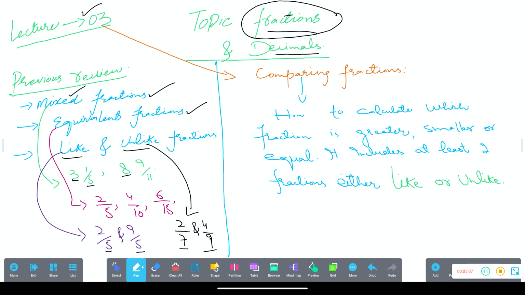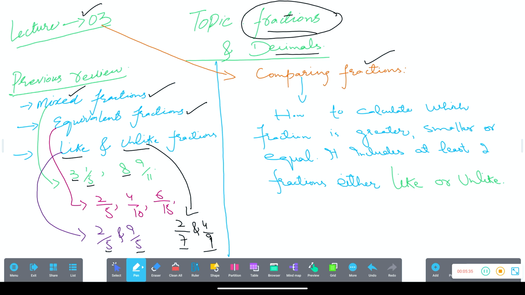Now coming to today's topic, if you have seen the first lecture, the first topic that we discussed was the introduction, second was fractions, and we have done that subtopic. Now, if you see the third topic here, it is about comparing fractions. It is visible on your screen, comparing fractions.